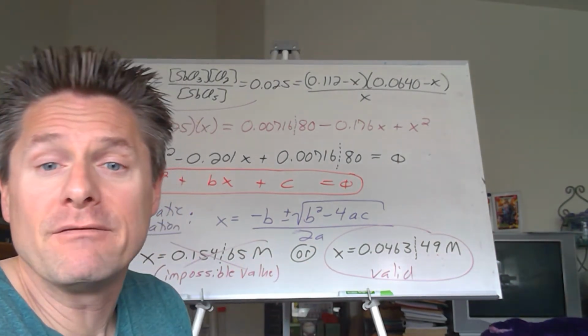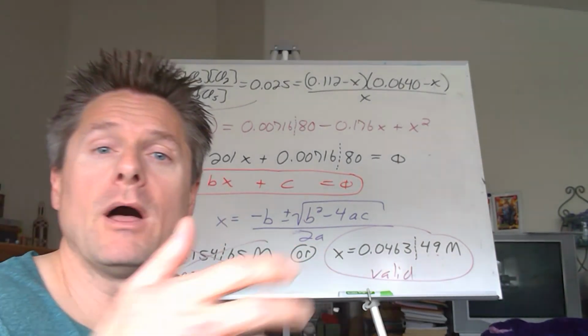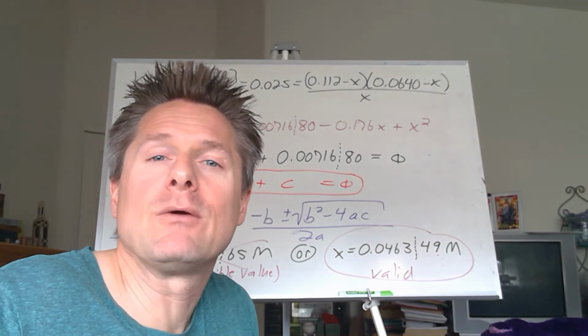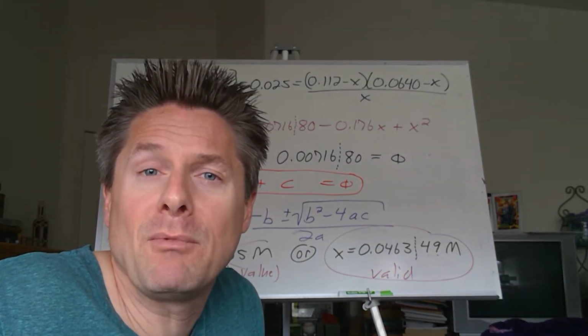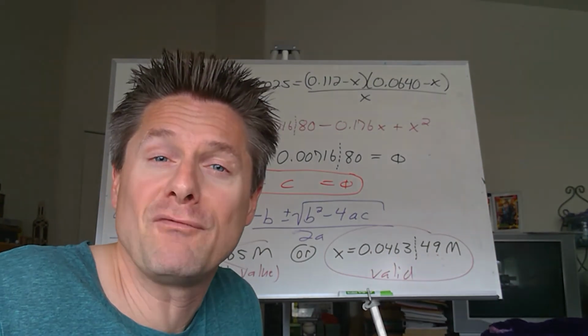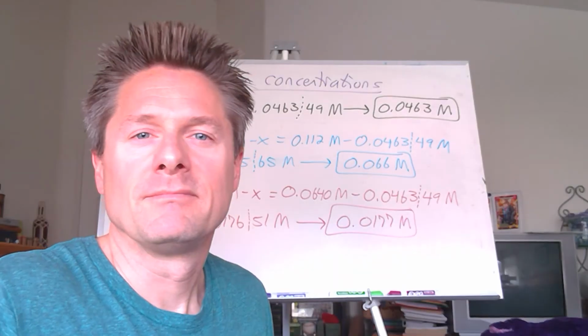We're going to take this value of x, that's a valid number, plug it into our equilibrium values from the ICE table and solve for the equilibrium concentrations of all of our species. Let's do it. All right.